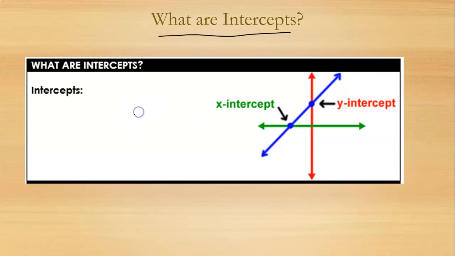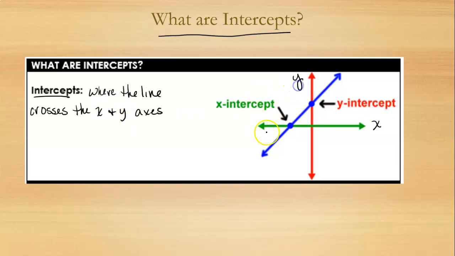So new topic, what are intercepts? Intercepts are where the line, or where the graph of an equation, crosses the X and Y axes. You might want to write that definition down. Intercepts are where the line crosses the X and Y axes. So you have an X-axis, which is the green, and a Y-axis, which is the red, and the blue line crosses the green line here, which is why that's your X-intercept, and the blue line crosses the red line here, which is why that's your Y-intercept.